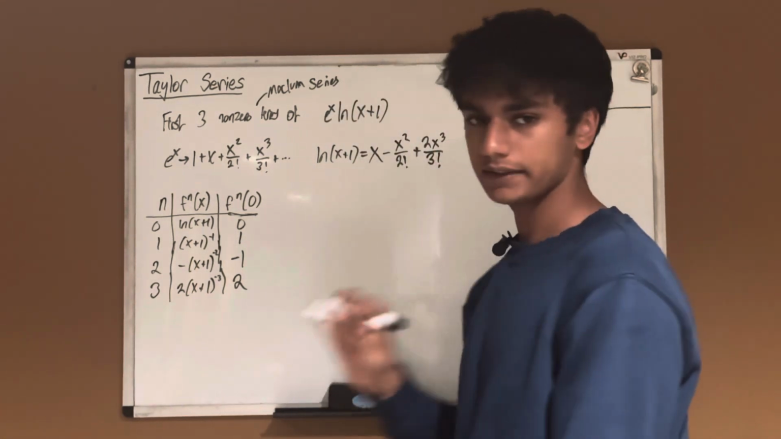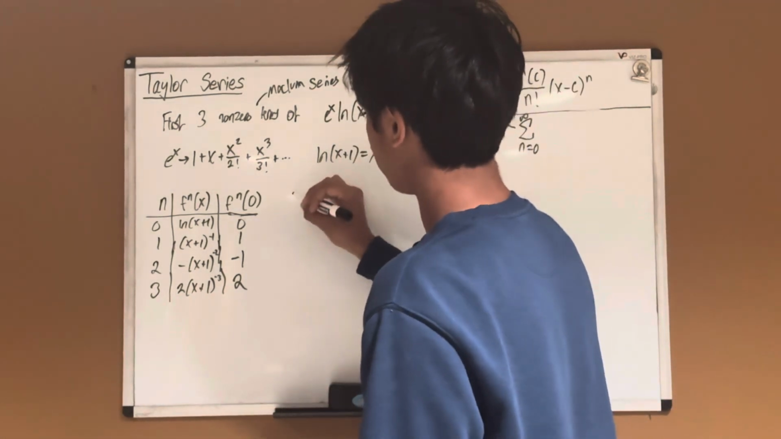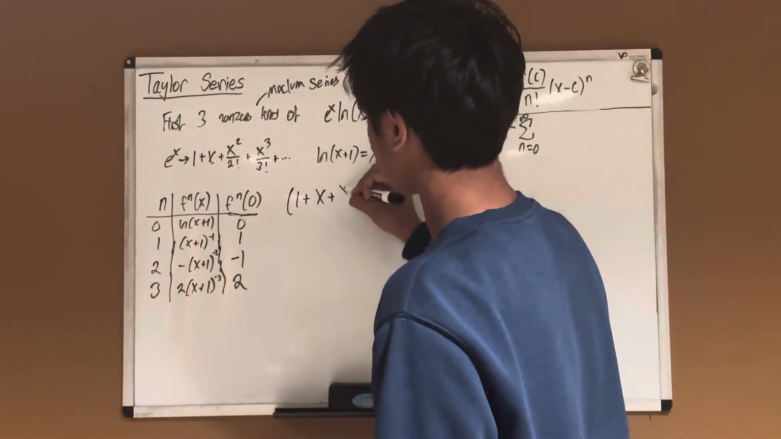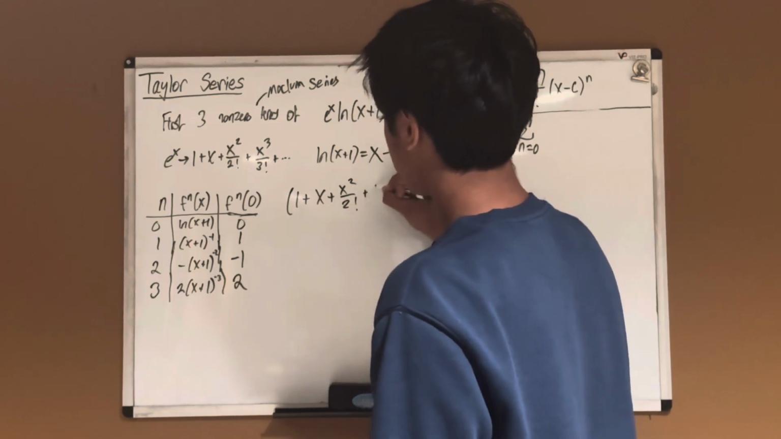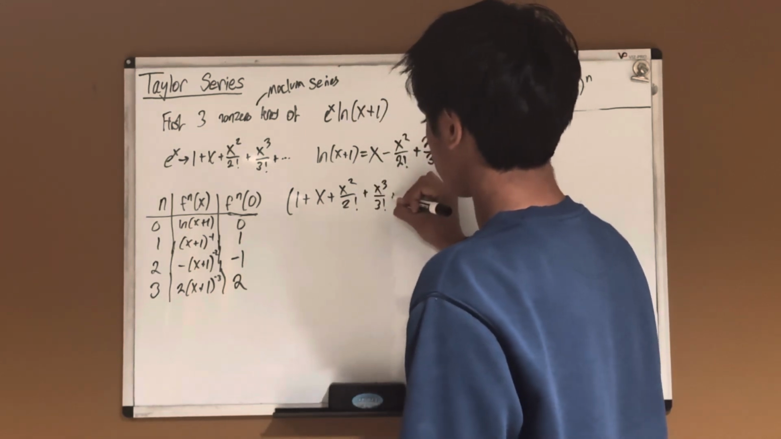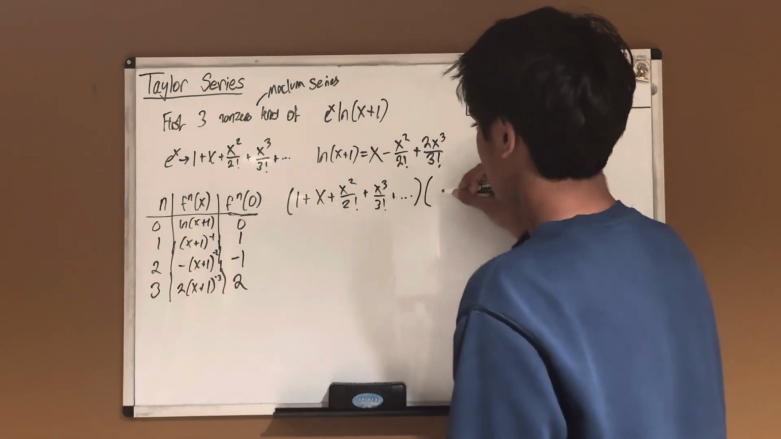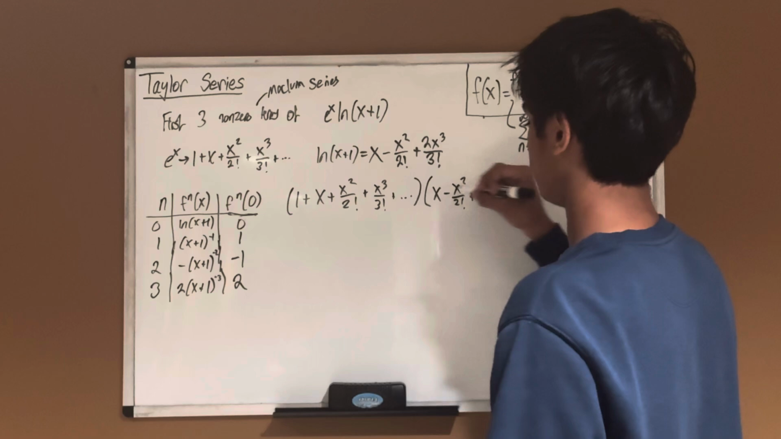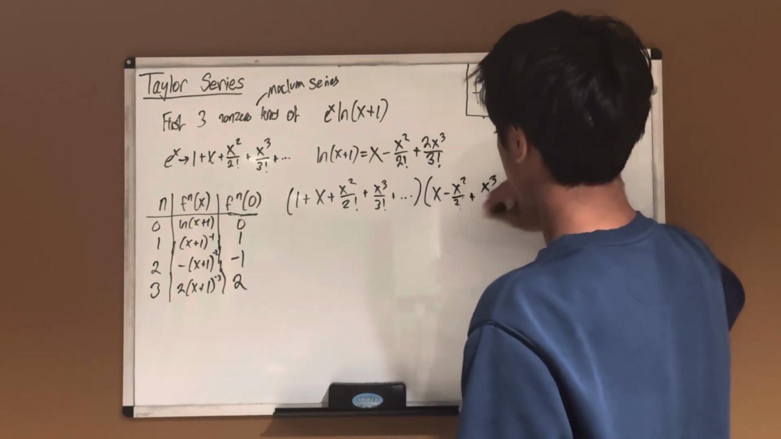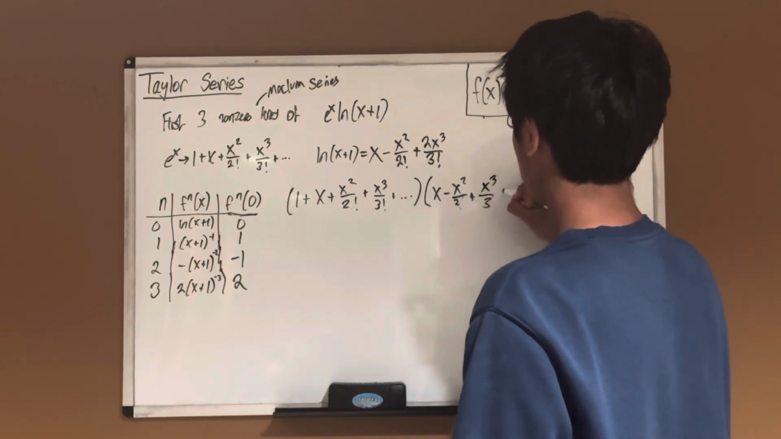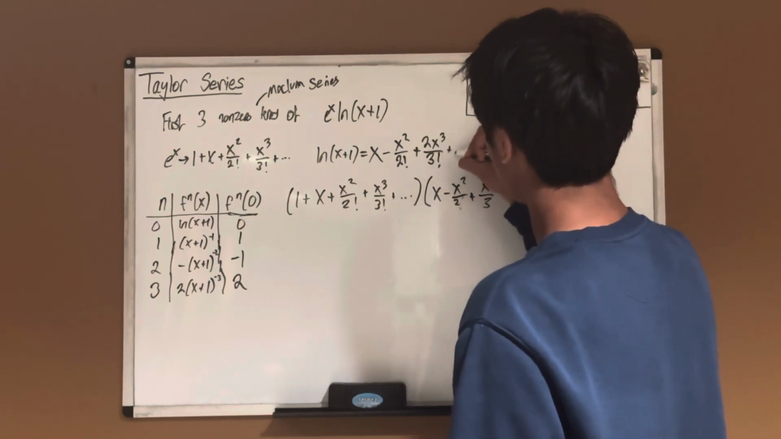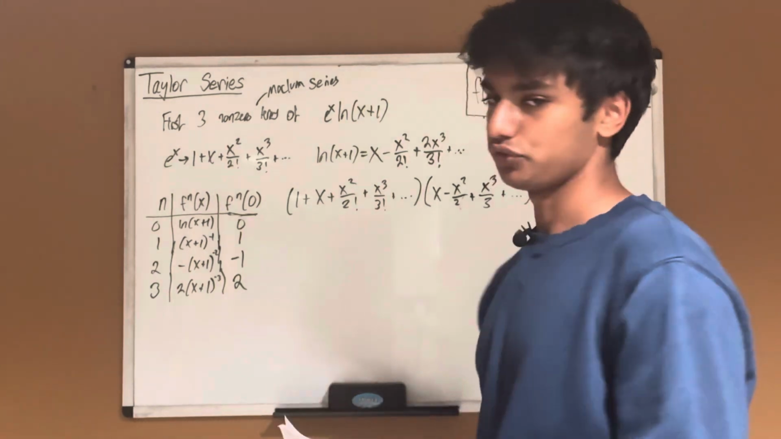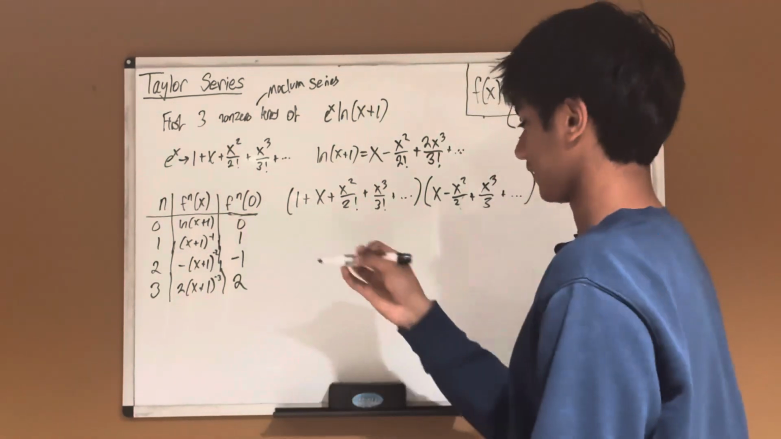Okay, now we want to multiply these together. So if we multiply them together, let's imagine we have a function like this. So we do 1 plus x plus x squared over 2 factorial plus x cubed over 3 factorial plus dot dot dot, times x minus x squared over 2 factorial plus this is just x cubed over 3 plus dot dot dot. So when we're multiplying these together, we just have to use the rule that we use for basic algebraic multiplication.